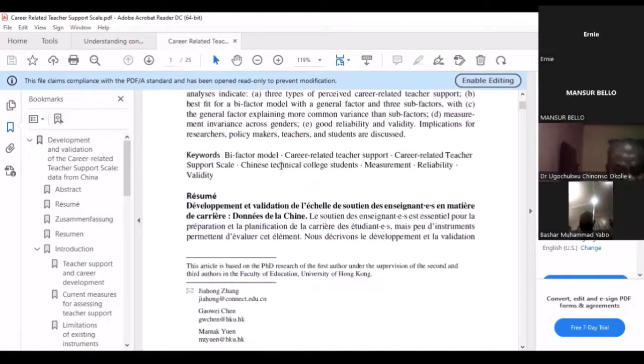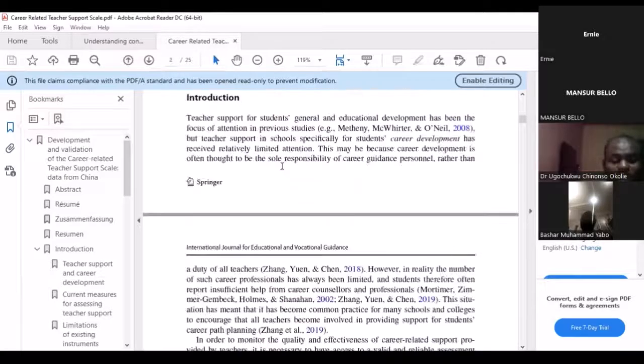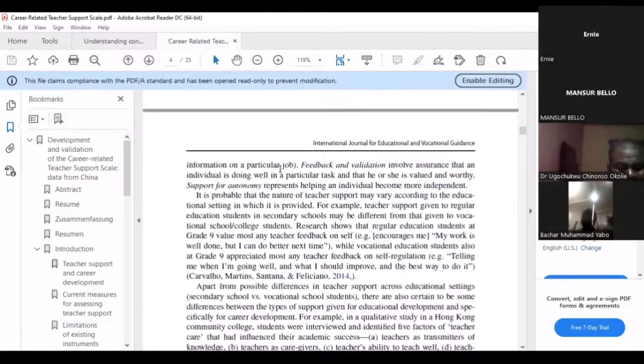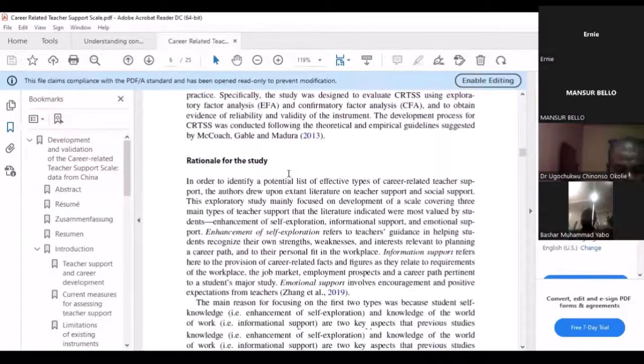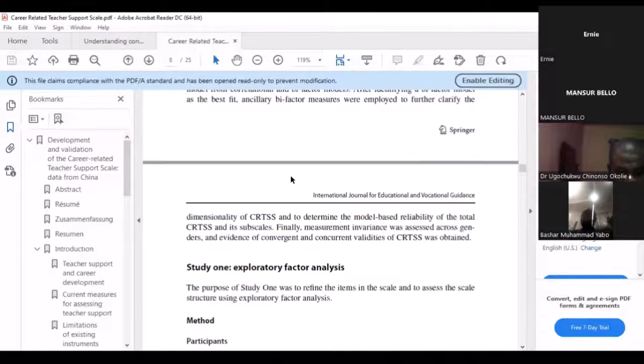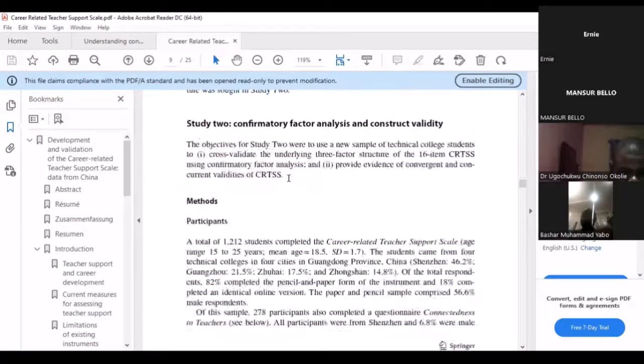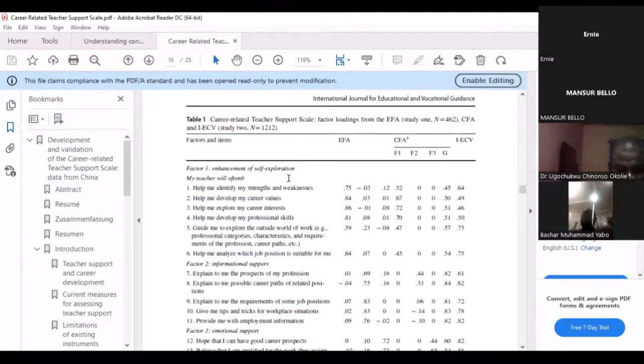So what you need to do, if you are doing a similar study, is simply adapt this scale. Look at the scale here. Let me go down to the scale. Yeah, you can see the EFA, exploratory factor analysis, and this was the CFA, confirmatory factor analysis of the scales.